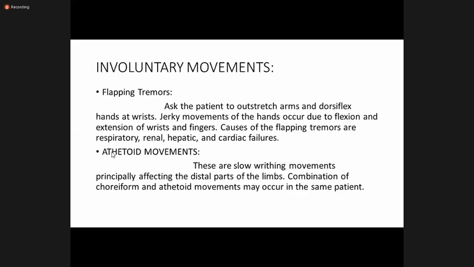Chorea is also another type of abnormal movement. Chorea is a Greek word, and it means a dance, because in a dance every step is different. So choreic movements are different here. They are not symmetrical, identical movements, but different movements of different steps. And athetoid movements are slow rhythmic movements principally affecting the distal part of the limbs.